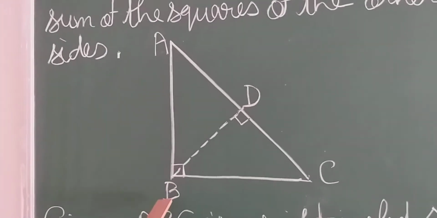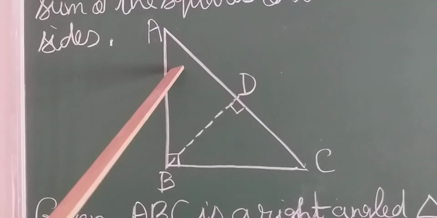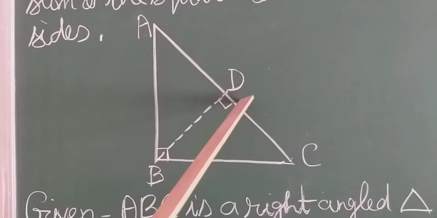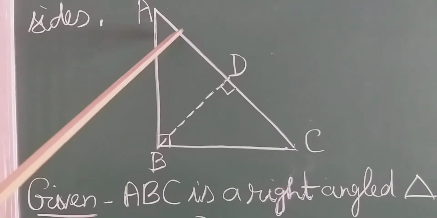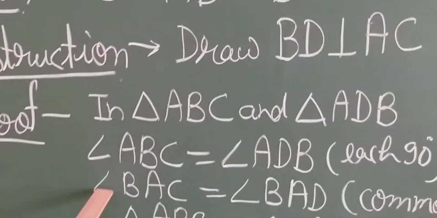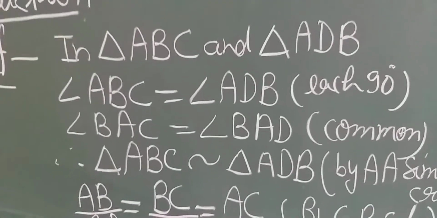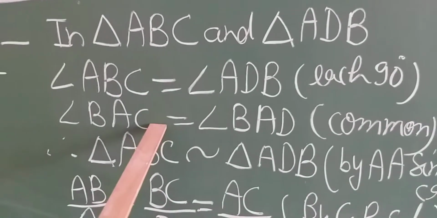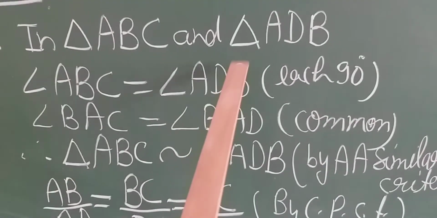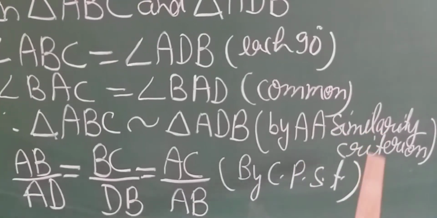Now students, in triangle BAC, angle A is there. The same angle is also there in triangle BAD. The same angle is coming, means this angle is common in both triangles. So we can write here angle BAC equals to angle BAD, common. Now two angles are equal here. So we can say triangle ABC is similar to triangle ADB by AA similarity criterion.